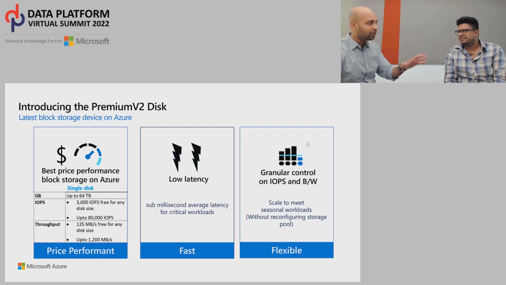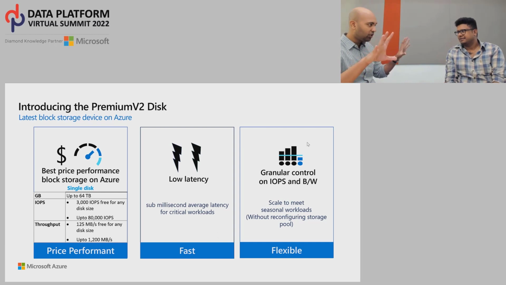So if you configure, let's say you need 10,000 IOPS and you use 2 disks, 5,000 IOPS on each, you're literally paying for only 4,000 IOPS because the 6,000 IOPS are free. 3,000 IOPS on each disk are free. So that's a significant cost saving again. Again, premium SSD V2s provide the same sub-millisecond latency that ultra disks are bound to provide.